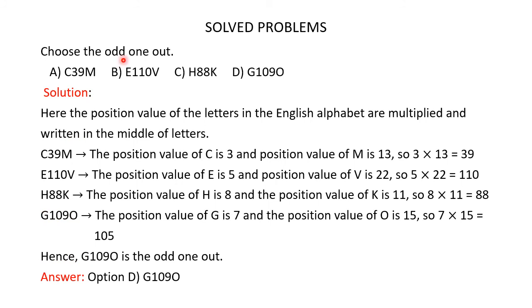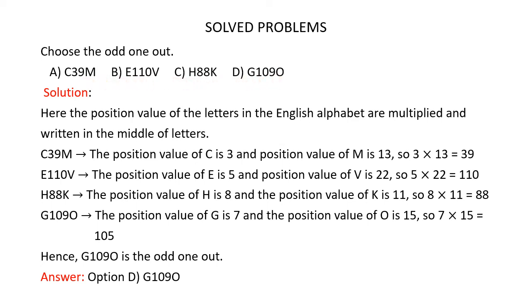Choose the odd one out. Here you are given four options. Option A, C39M. Option B, E110V. Option C, H88K. Option D, G109O. Here you have to find the odd one out among these four options.